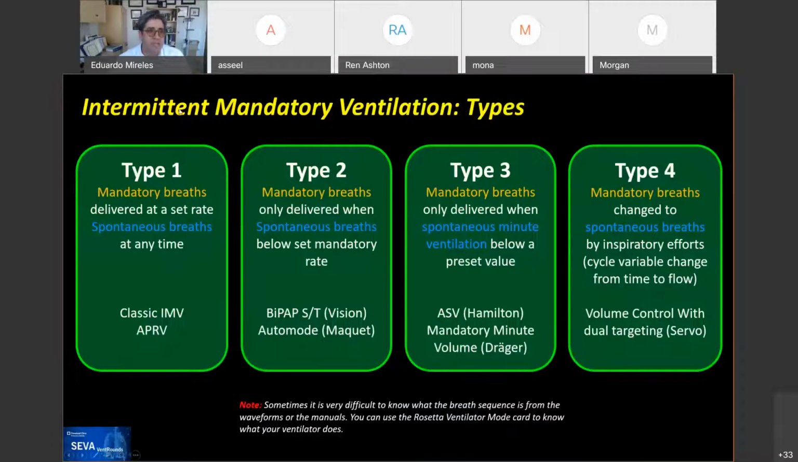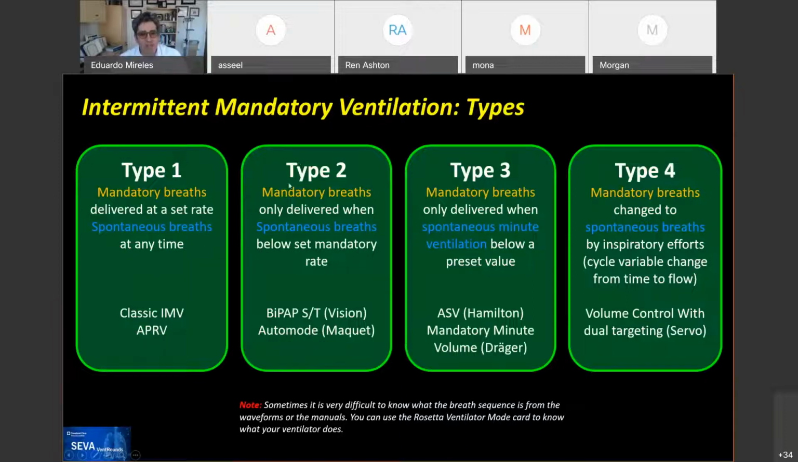So intermittent mandatory ventilation has 4 types, and I put them here with some examples. Type 1: mandatory breaths are always delivered, and the spontaneous breaths can occur at any time. This is the classic IMV. And actually, APRV or biphasic is another one that behaves like that. Those mandatory breaths will always happen, regardless of whether you're breathing 10 liters of minute ventilation or 1 liter of minute ventilation.